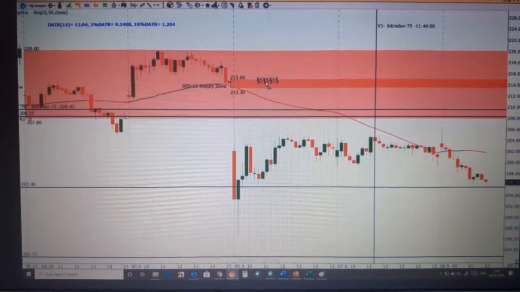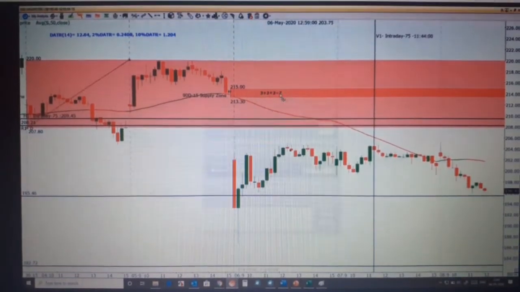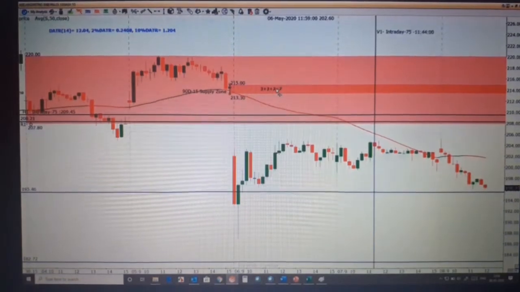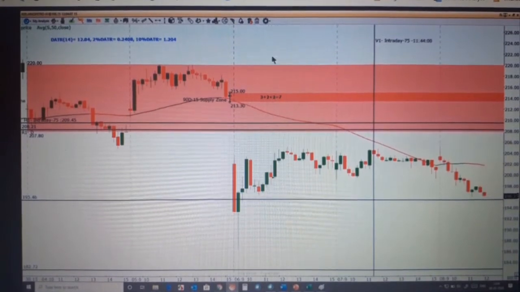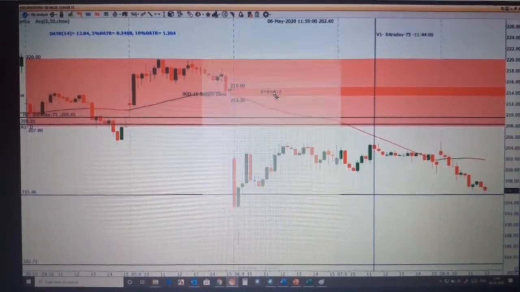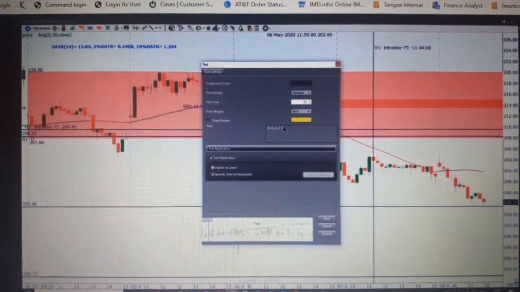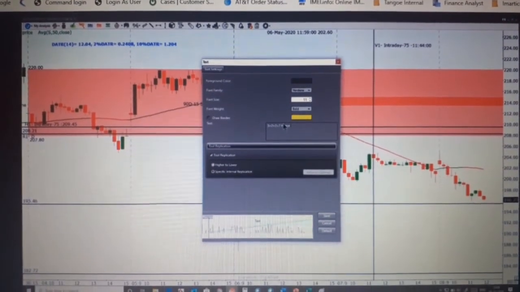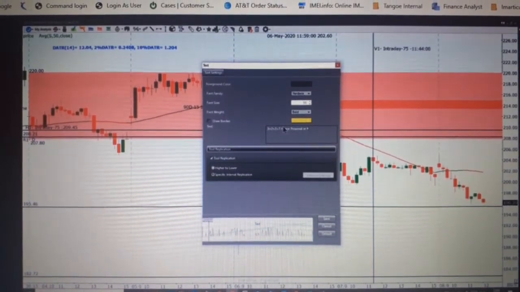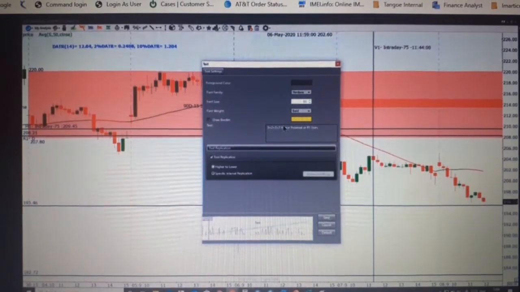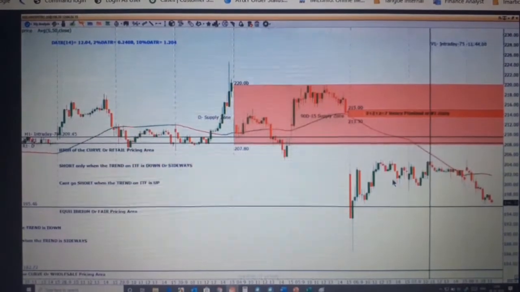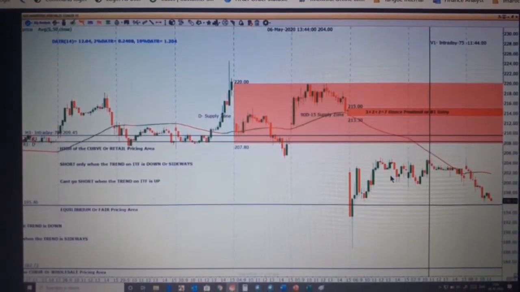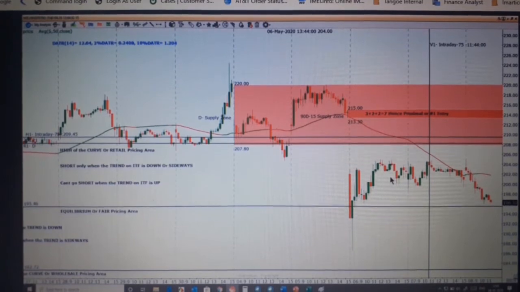Okay, 7. So hence, which type of entry? Proximal, or type 1 entry. Okay, so this is the whole process of finding your trade.